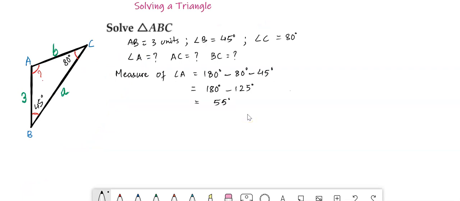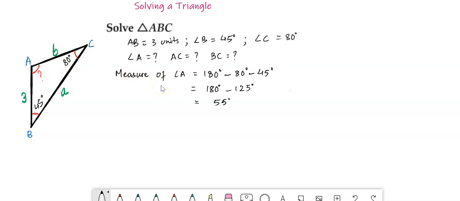So here, as you can see, I have labeled side BC and side AC. You must be wondering how I have labeled them. You can see angle A, the opposite of angle A is the side BC, so I have labeled it small a, and the opposite of angle B is side AC, so I have labeled it small b.